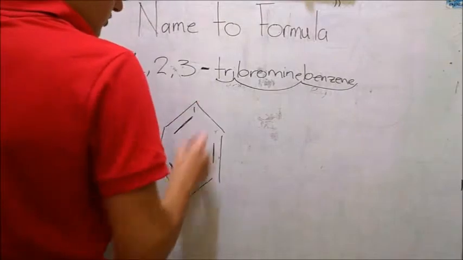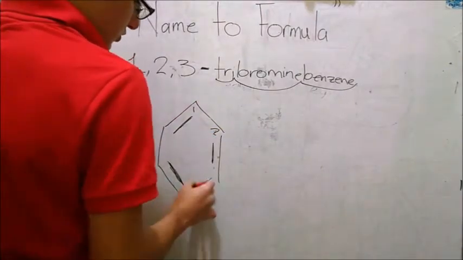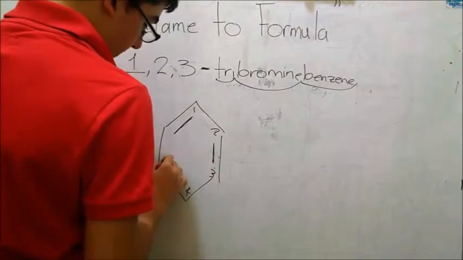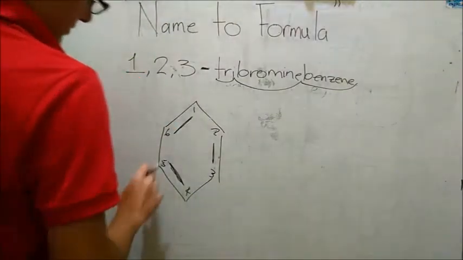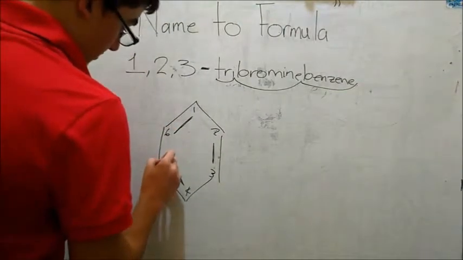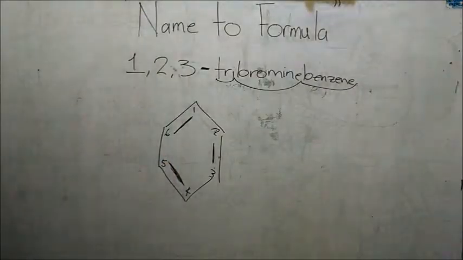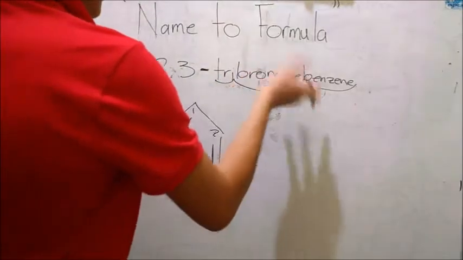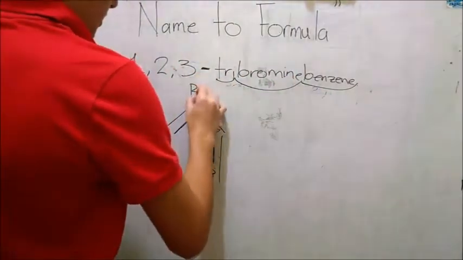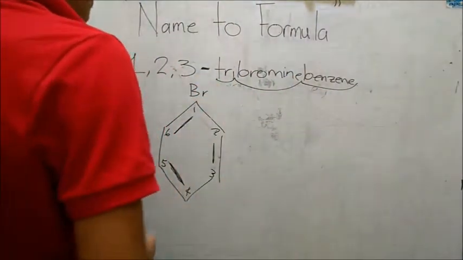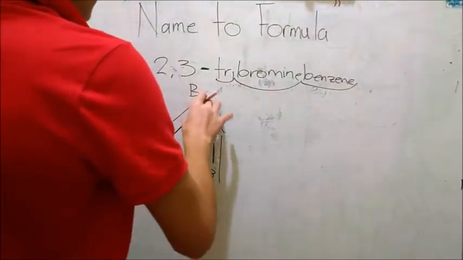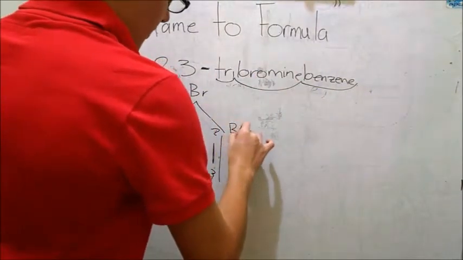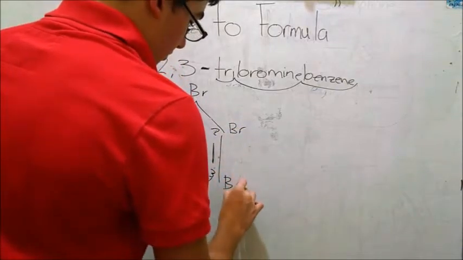This one is going to be 1. This one is going to be 2, 3, 4, 5, and 6. Or this one, 5. And we know that 1, 2, 3. 3 bromine. Br. We know that bromine has Br. So 1, 2, 3 bromine. Br over here and Br over here.